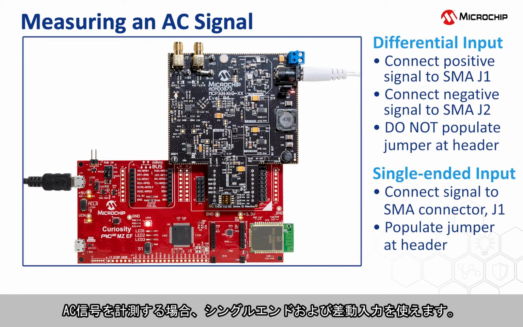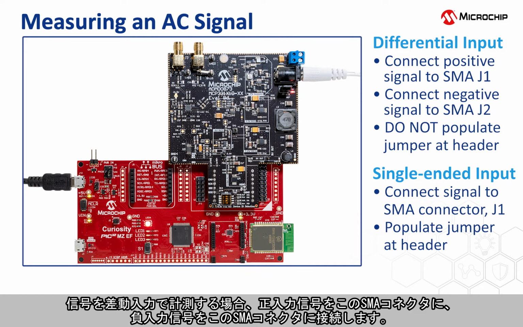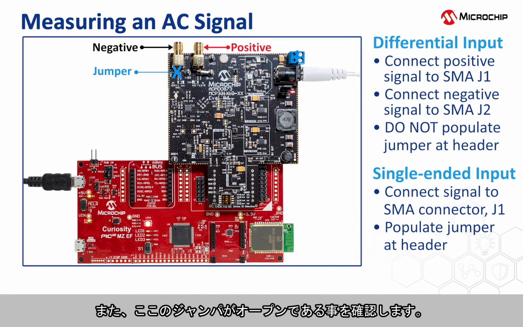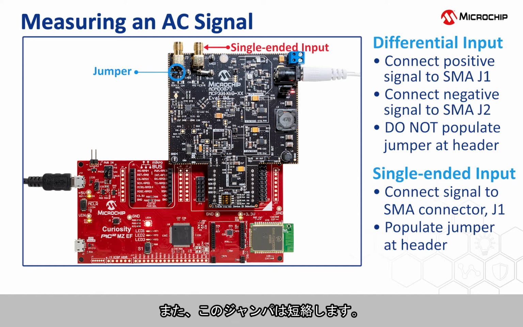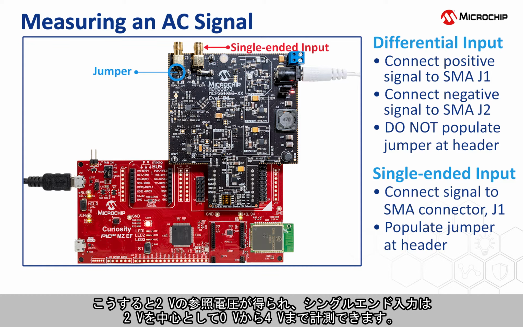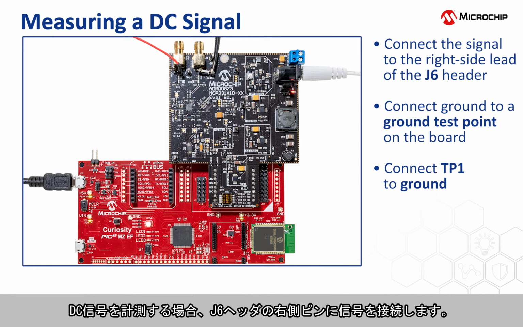When measuring AC signals, both single-ended and differential-ended options are available. To measure a signal differentially, connect the positive input signal to this SMA connector and the negative input signal to this SMA connector. Also make sure that this jumper here is not connected. For single-ended input measurements, connect your single-ended input signal to this SMA connector. Also connect this jumper here. This will provide a 2-volt reference voltage so that a single-ended input can swing from 0 volts to 4 volts centered at 2 volts.